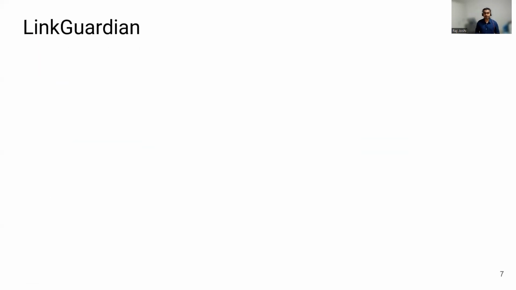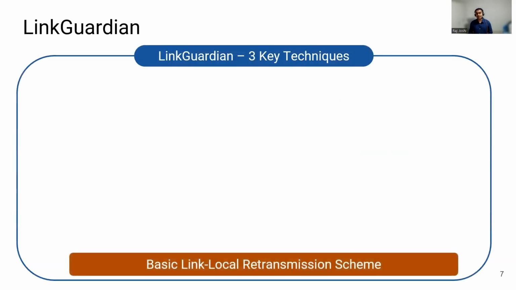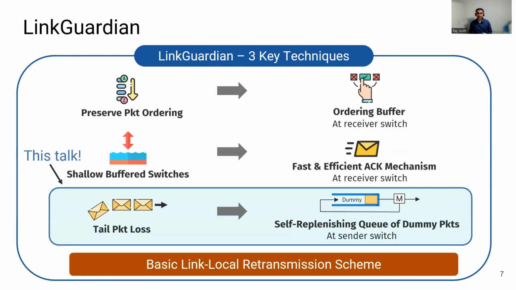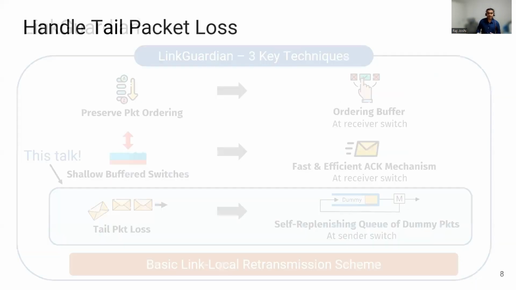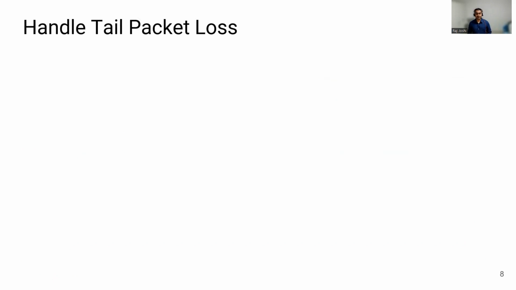In this paper, we propose LinkGuardian, which addresses all these three challenges by first using the basic link local retransmission scheme described above and then building three key techniques on top of this scheme to address the three challenges. In this talk, I'll be talking about LinkGuardian's technique to handle tail packet loss, while for other techniques, you can refer to our paper. So how does LinkGuardian handle tail packet loss?